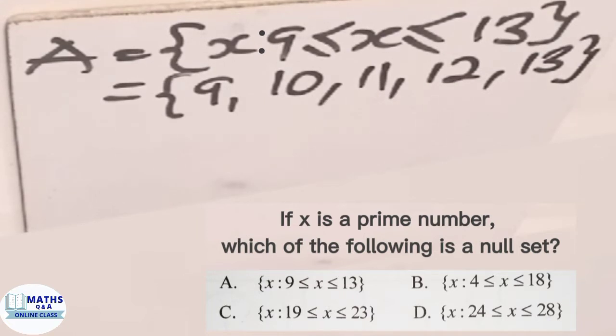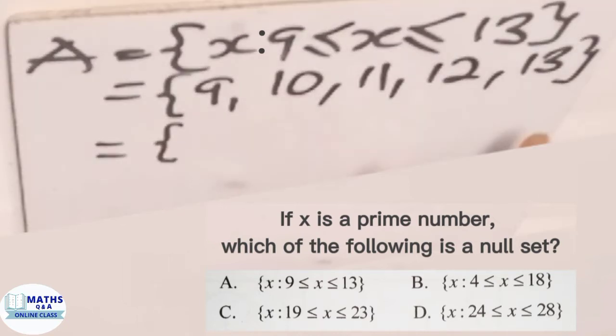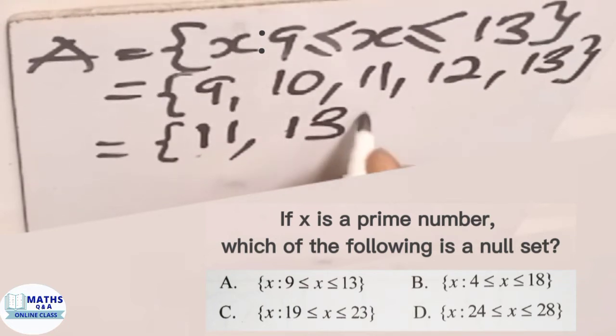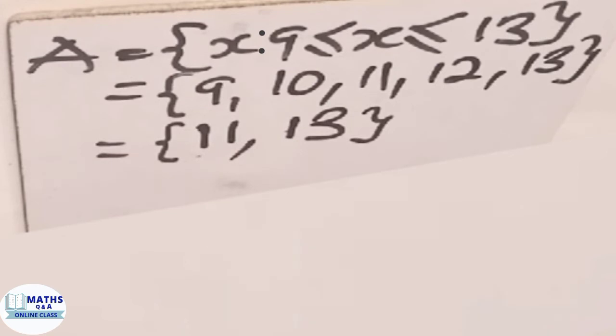But go and look at the preamble. It says that if x is a prime number, so we are talking about only prime numbers in that set. So let's write the prime numbers in the set. Looking at the set here, 9 is not a prime number, 10 is not a prime number, 11 is a prime number, so we write it. 12 is not a prime number, but 13 is a prime number, so we write it. These are numbers which have only two factors, that is 1 and the number itself, that is 11 and 13. That is for option A.